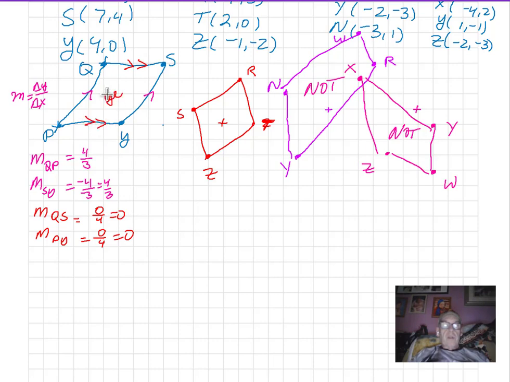So yes, both pairs of opposite sides congruent, or both pairs of opposite sides parallel.